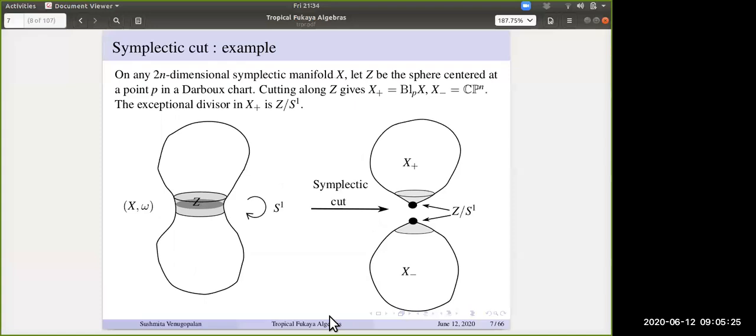And a point blow up of a manifold: if you take any point and take a Darboux chart around it, and mod out the S^(2n-1) by the S1 action, one side of it would be the blow up and the other side would be CP^n.